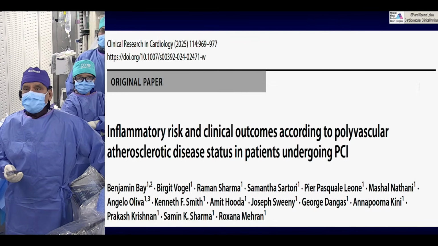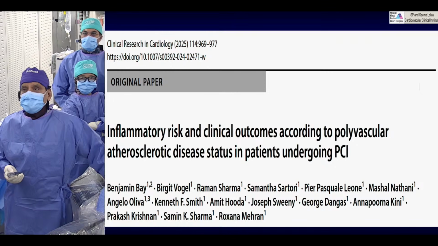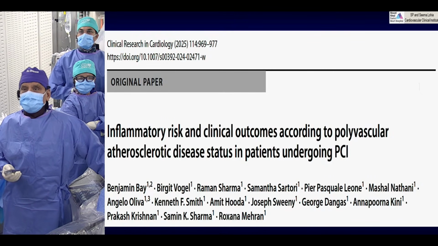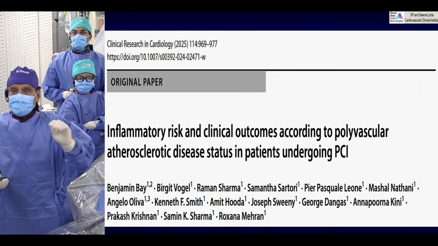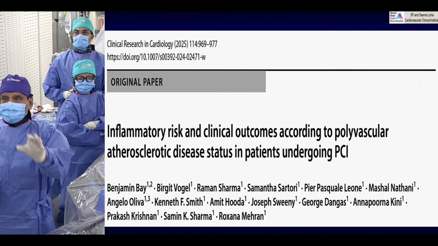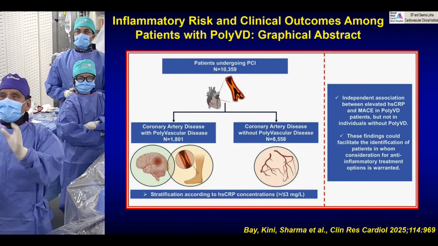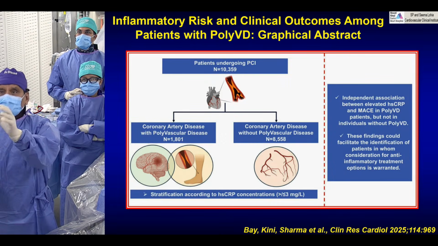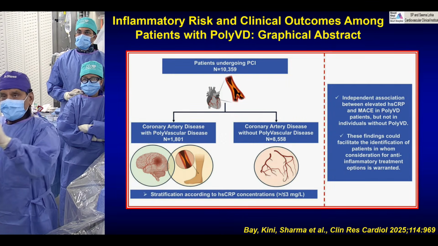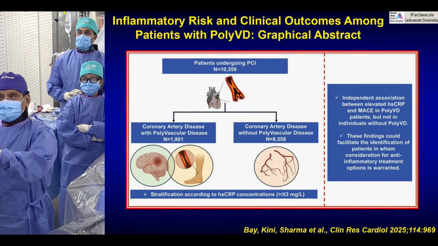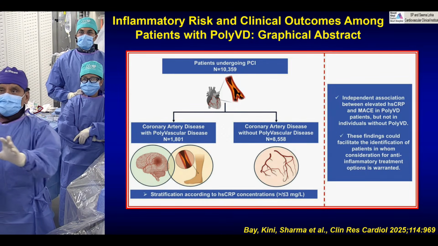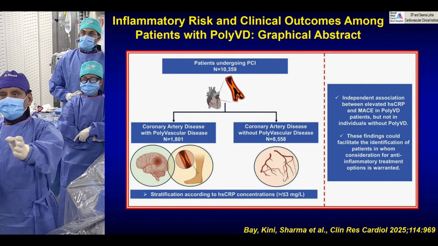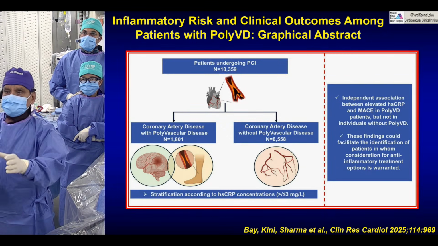Then the second publication was on inflammatory risk and clinical outcome according to polyvascular atherosclerotic disease in patients undergoing PCI. The patient has peripheral disease, carotid disease, and CAD. And then what about your CRP level in these cases? As you can see here, coronary artery disease with polyvascular disease of the brain and peripheral vasculature versus patients who did not have peripheral disease, only coronary. So either coronary plus peripheral or coronary alone, based on the CRP levels.